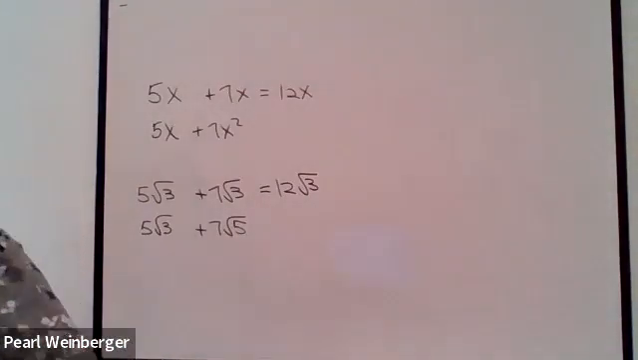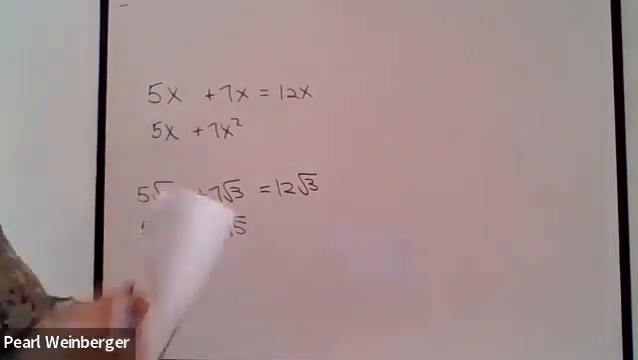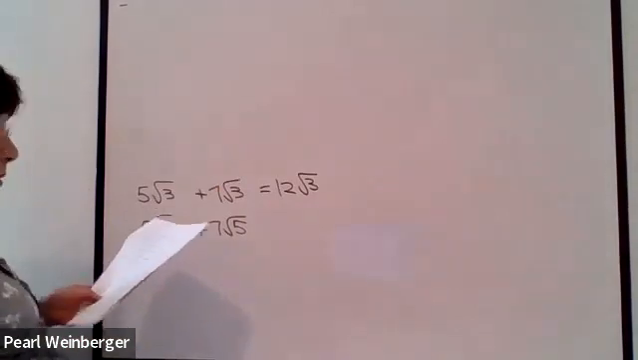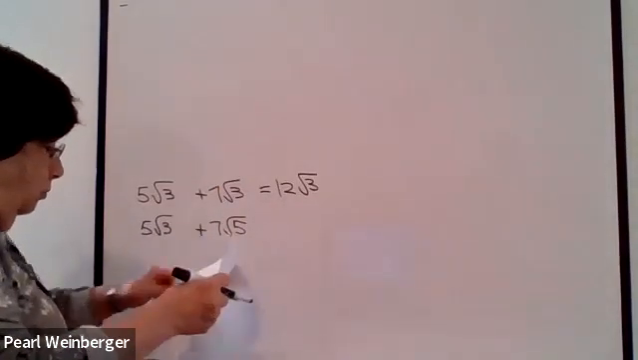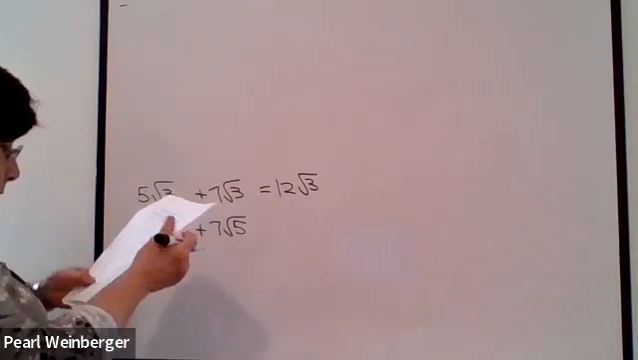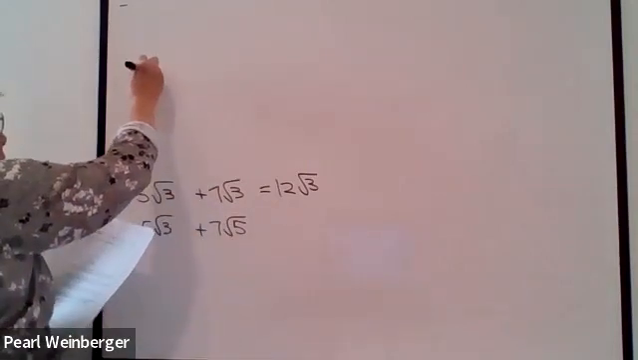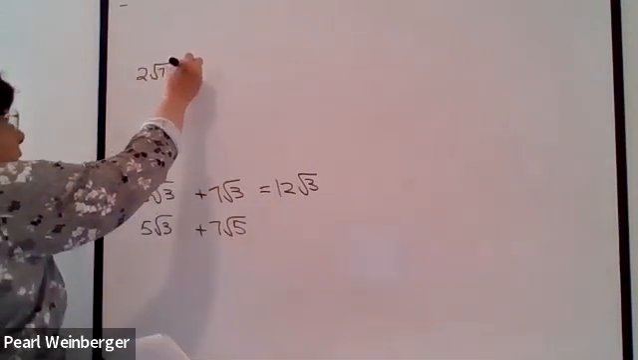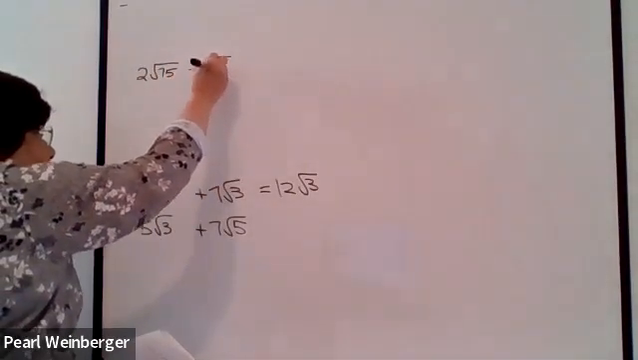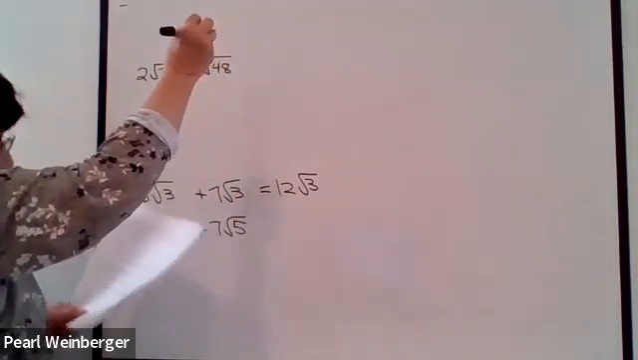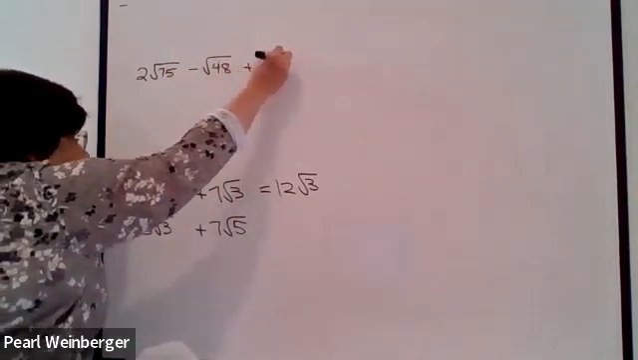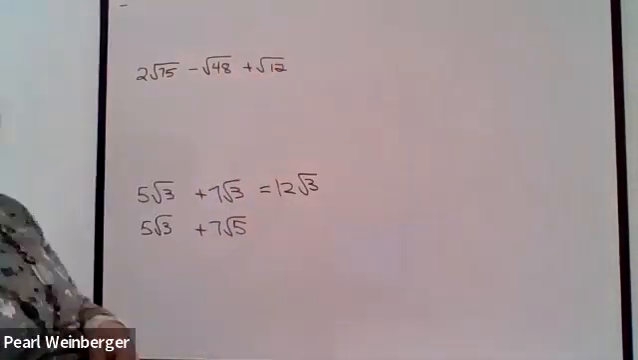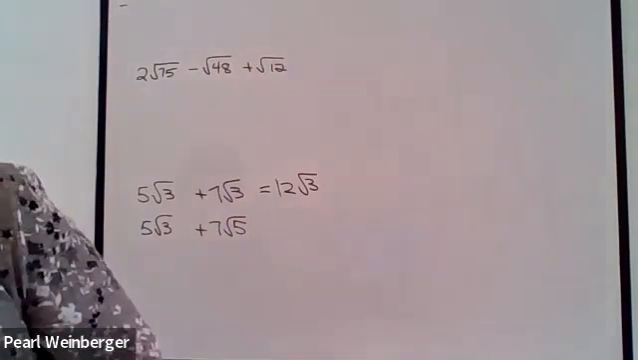So let's say I had an example like this. 2 radical 75 minus radical 48 plus radical 12. And I'm told to simplify. I want to simplify that.